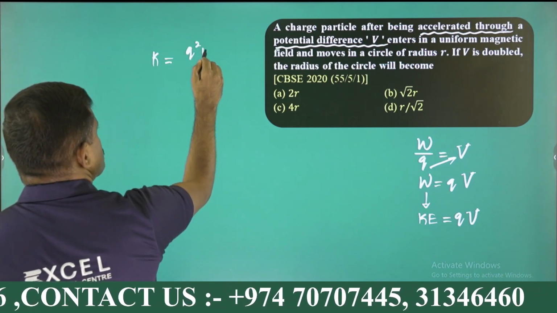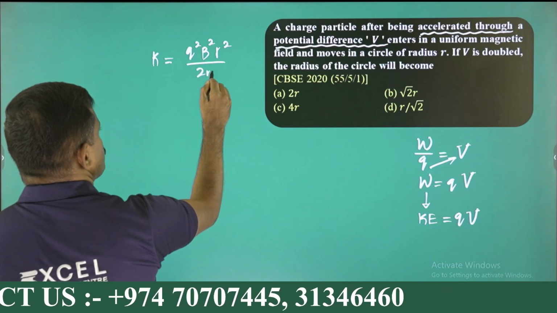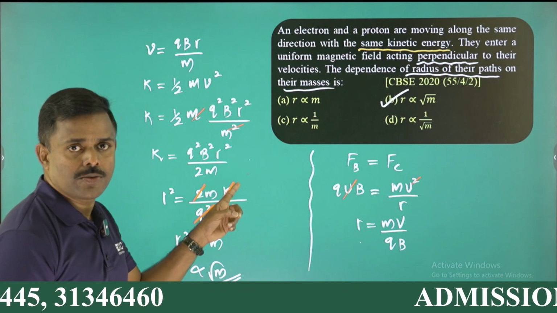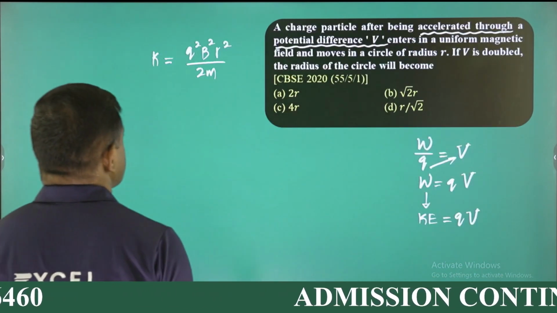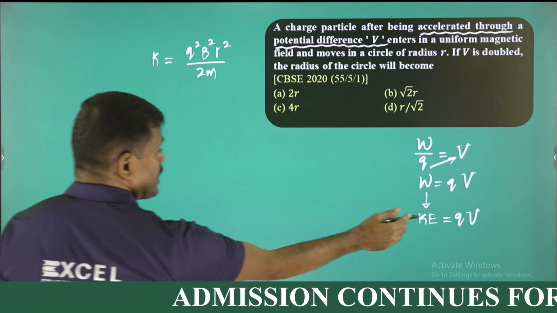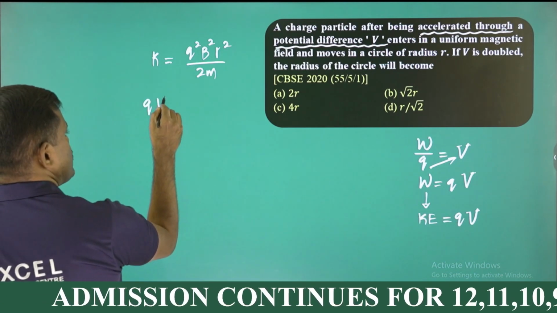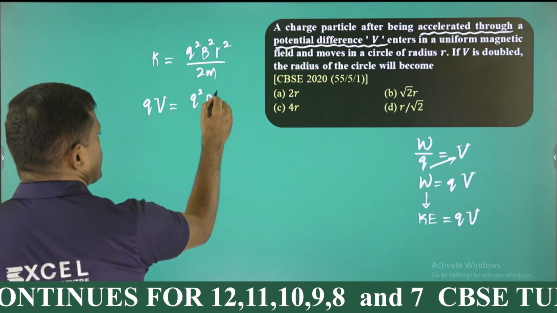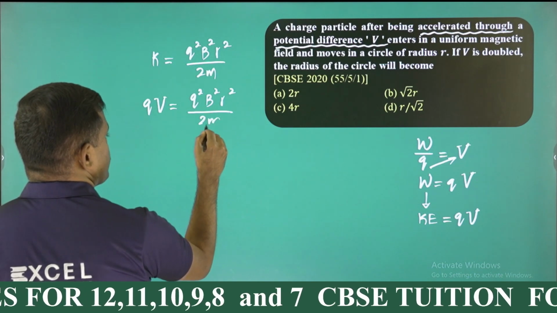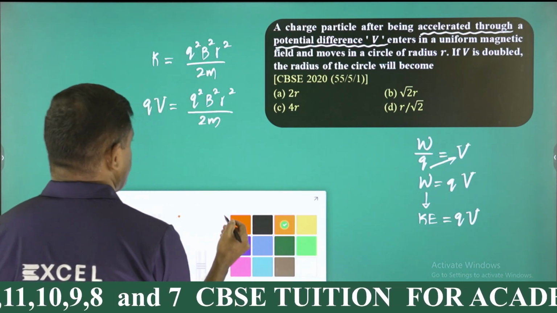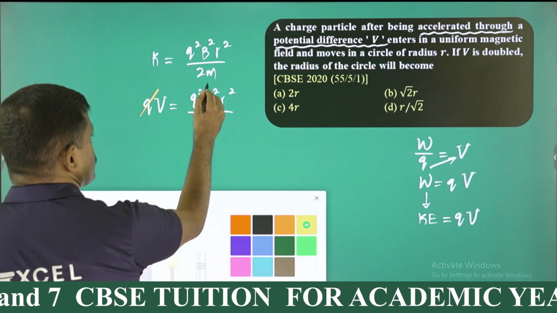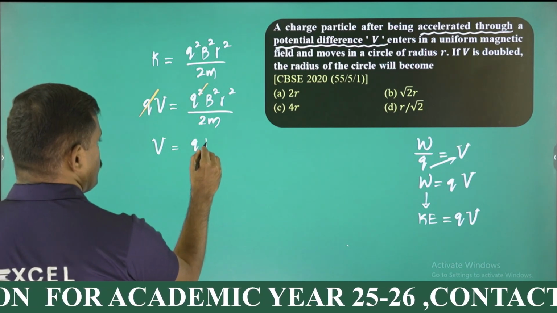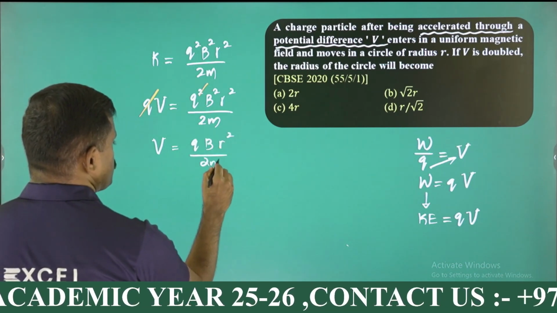Just now we wrote q square B square r square by 2m. That is what I wrote for kinetic energy. We've just done it. So I'm putting that kinetic energy into this because the question is about a charged particle coming out of potential: qV equals q square B square r square by 2m. Again, the similar terms are getting gone. q is cut with the q. So that is leaving you with an equation for V. What is V? qB r square by 2m. That is equation number 1.